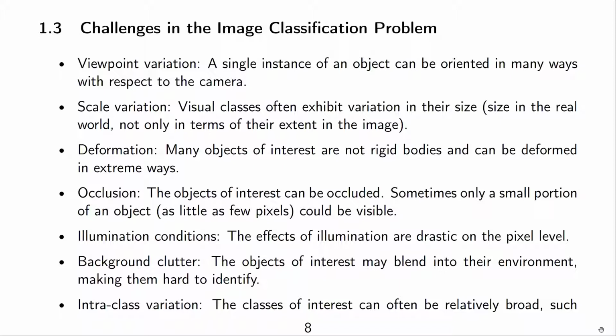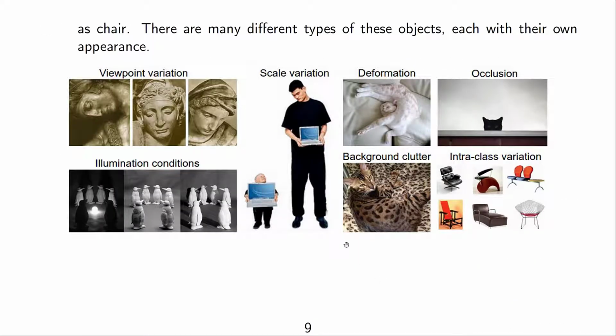So here are several challenges of the image classification problem. First, there are viewpoint variations. A single instance of an object can be oriented in many ways with respect to the camera. For example, here there are some statues, but you can look at them more from the top or from the bottom. This makes it very difficult because an object will look different depending on where you take the picture.